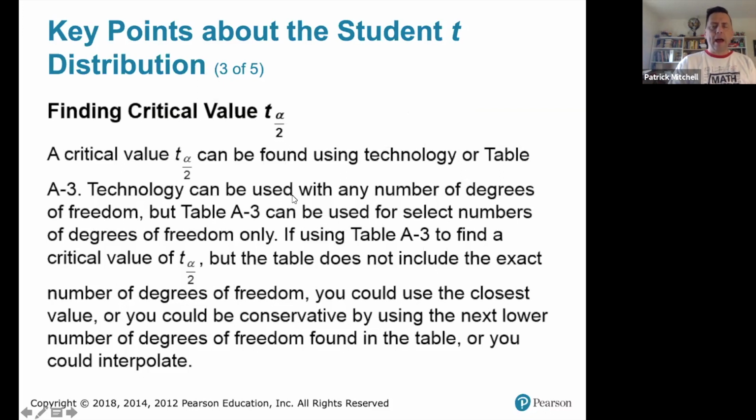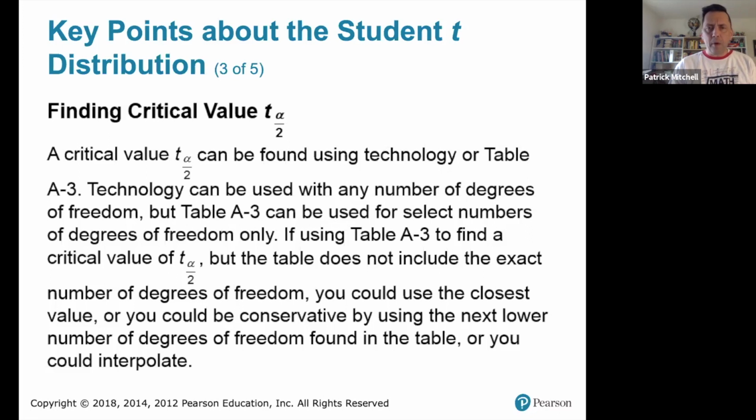All right, so how do you find these critical values? Well, just like with critical values of z, you can use technology or you can use a table. We're not going to be using the same table. For critical values of z, we use table A2. So there is a link in the description of this video that will take you to a website that has table A3. If you're using technology, you can use any number of degrees of freedom. However, this table A3 can only be used for select numbers of degrees of freedom.